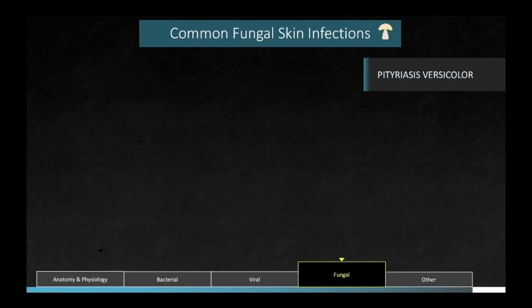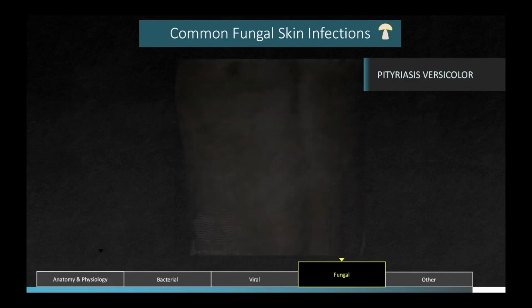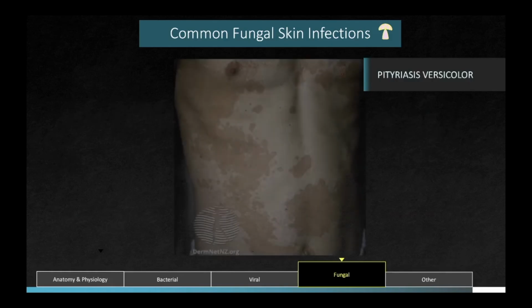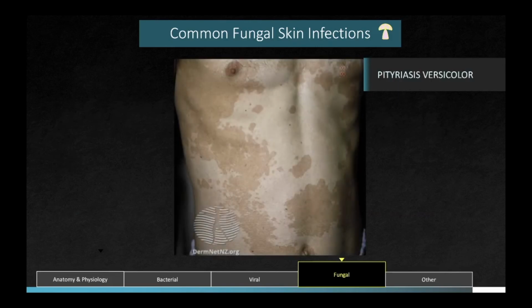The final common yeast infection to consider today is that of pityriasis versicolor, which is also known as tinea versicolor. It's important to note, however, that despite being referred to as tinea, this is not a dermatophyte infection, but is, as previously stated, a yeast. Typically, pityriasis versicolor affects the trunk, neck and upper limbs, and it's uncommon to find it in other parts of the body.